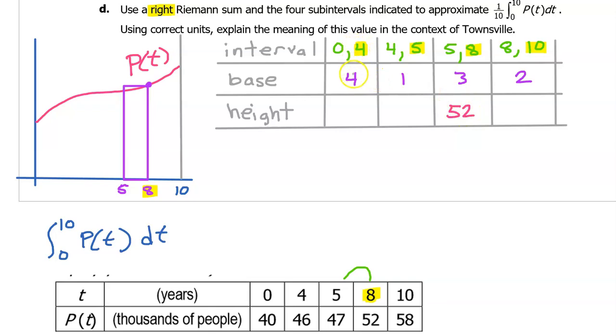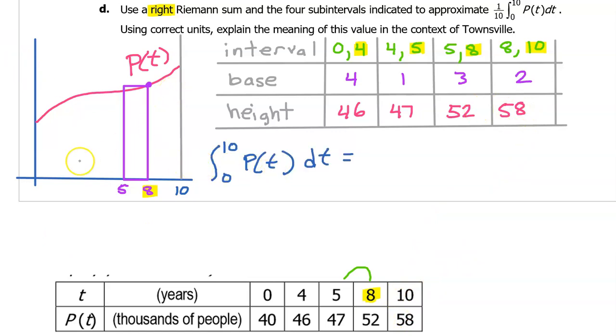Similarly, the height of the first rectangle will be the value of the function at 4, so that's 46. And for the second rectangle, it's the value of the function at 5, so that's 47,000 people. And for the fourth interval, the height of the rectangle is the population at 10 years. That's 58,000.